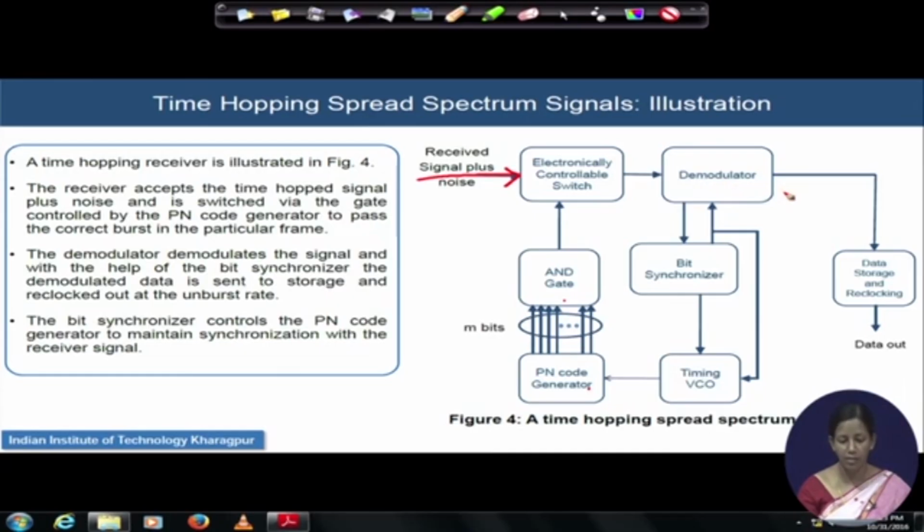The demodulator will demodulate it, and basically it is getting dehopped also, and prior to that the synchronization should be on. The synchronized, dehopped signal is demodulated, and it is stored as data. Whenever the stored data is required, it can be taken out. That is the dehopped spread spectrum receiver, the way the dehopped spread spectrum receiver works.